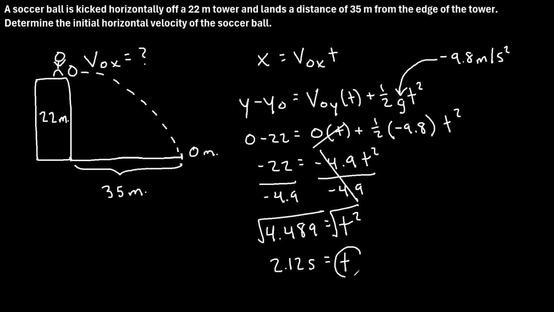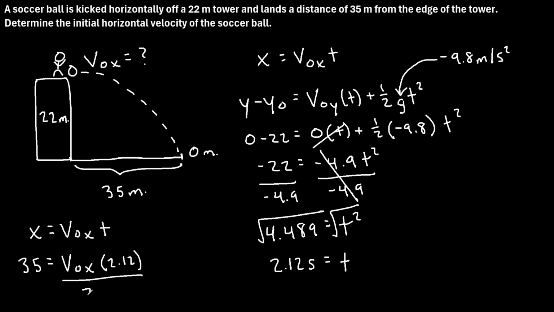So now that we know this t value, we can plug that into this formula, and we'll be able to solve for the initial velocity in the x direction. Let's rewrite it. x is equal to the initial velocity in the x direction times time. We know that x, the total displacement, is 35. That's equal to the initial velocity in the x direction times time, which we just found is 2.12. So to solve for this value, we're just going to divide both sides by 2.12.